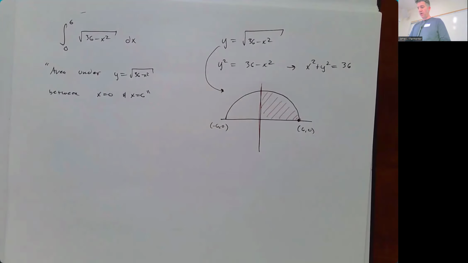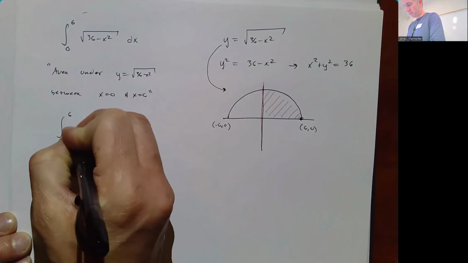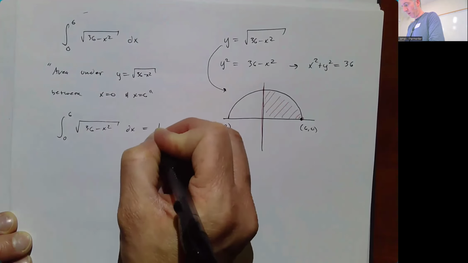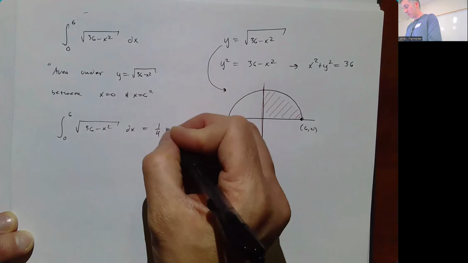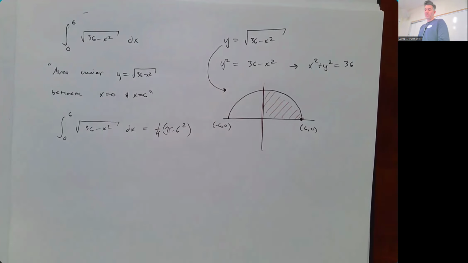So we can say that this area is in fact 1/4 of the area of a circle with radius 6, which is pi 6 squared. And then we can simplify that and get 36 divided by 4, which is 9 pi.